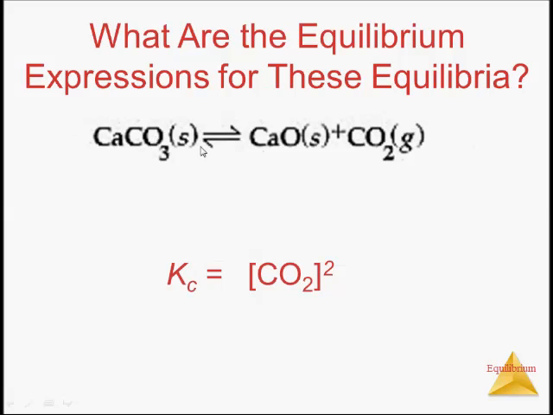For the second example, very similar. In this case, everything is a solid except for our one carbon dioxide product, and actually there's no coefficient there, so ignore this 2. That 2 should not be there. It's just Kc equals CO2. Do make sure that you have the CO2 in brackets and get rid of that 2.